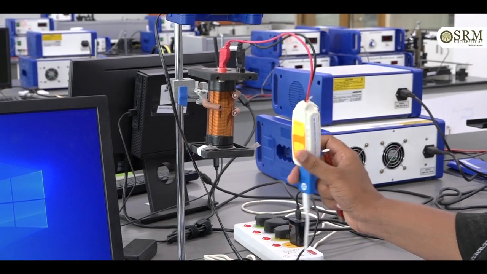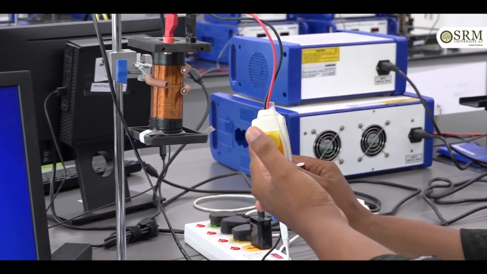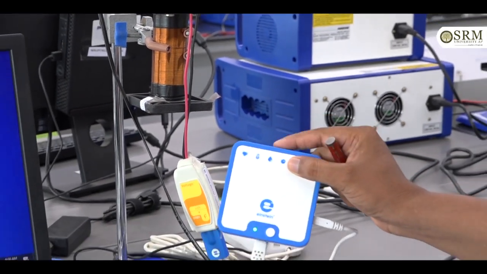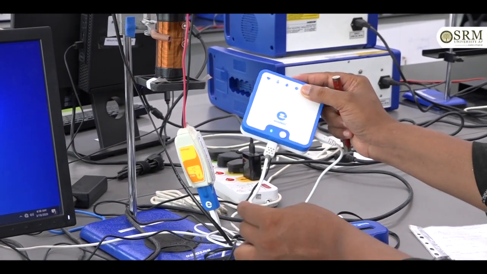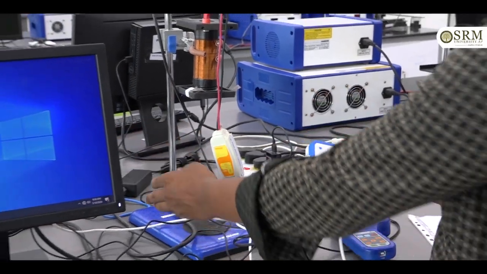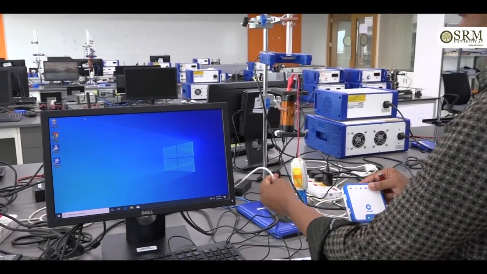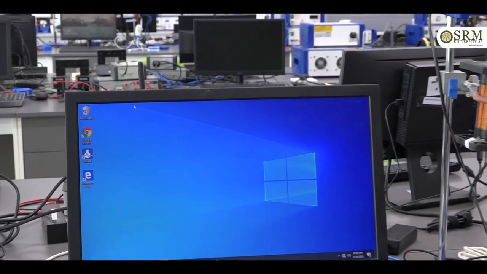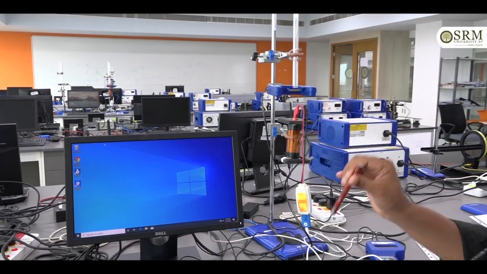Later, this circular coil is connected to a voltage sensor. This is the heart of the experiment. The voltage sensor is connected to a data logger, and the data logger is connected to a monitor. We also have the MI lab software and a cylindrical magnet.